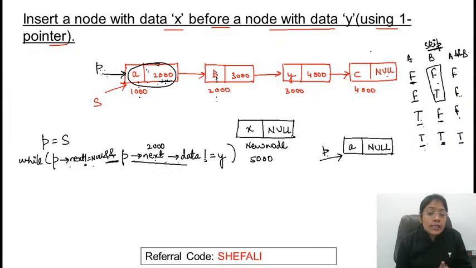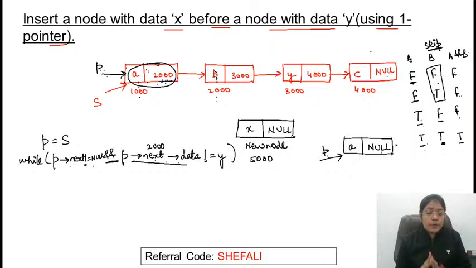If you take this condition first, p of next of data, then in this particular scenario it will give you a segmentation error. Right? P of next is null. At that address, what data is available? Can you access that location? No.